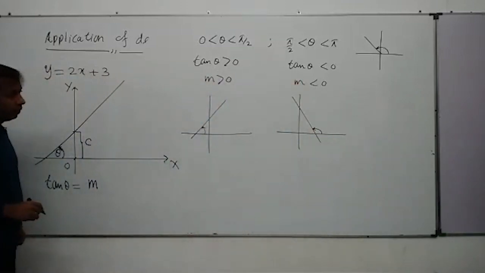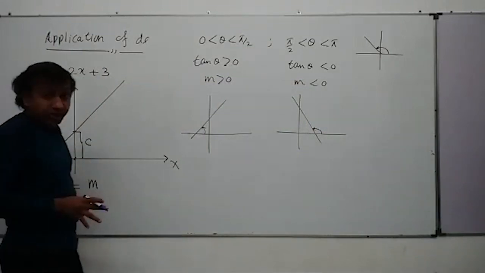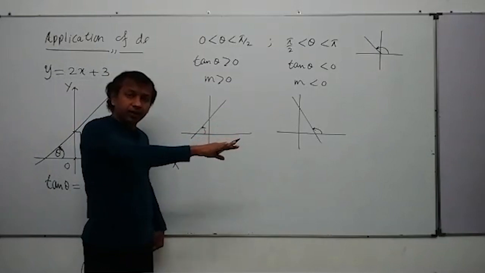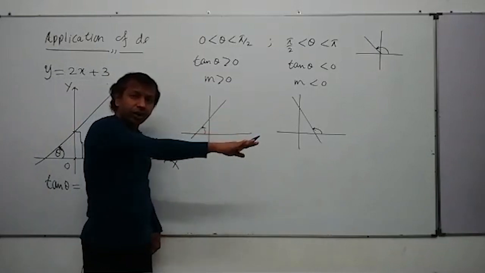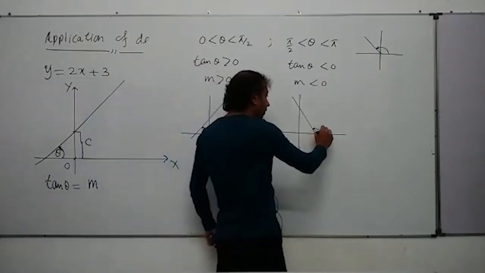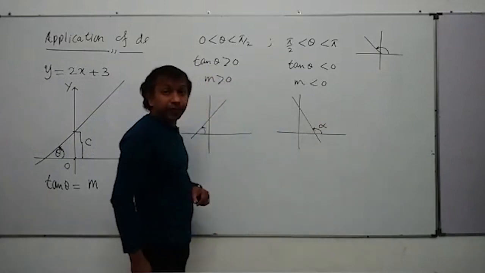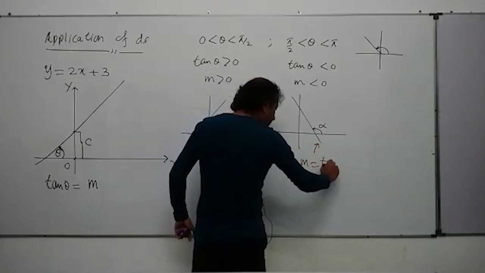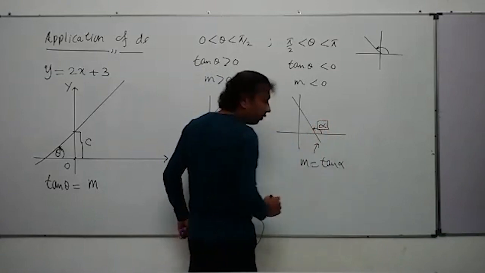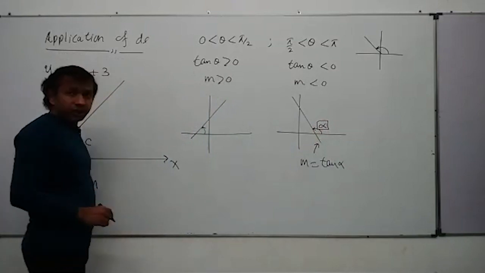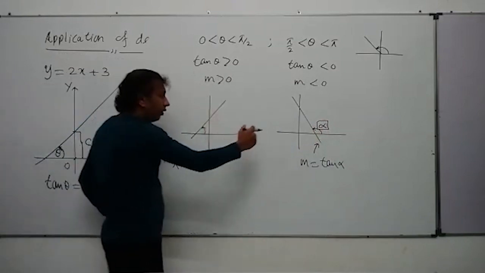But remember, always when we need to measure the gradient of a line, we have to take the angle with the positive x-axis measured anticlockwise up to the line. This angle only we always take for the gradient of the line. Then in this line, the gradient is m equals tan alpha. Since this alpha is more than 90, tan alpha is negative, therefore the gradient is negative. So you have to first understand straight lines with positive gradient like this, and negative gradient like this.